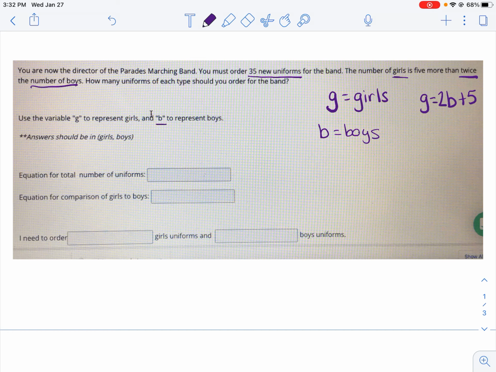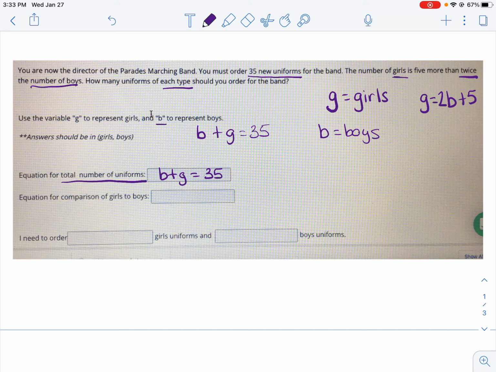And it says, how many uniforms of each type should you order? So I need to know, how many girl uniforms should I order and how many boy uniforms should I order? Well, I know that I have to order 35. So think about what makes up those 35 uniforms. We know that boys' uniforms and girls' uniforms make up that 35. So that's our total number of uniforms that we need. So B plus G equals 35.